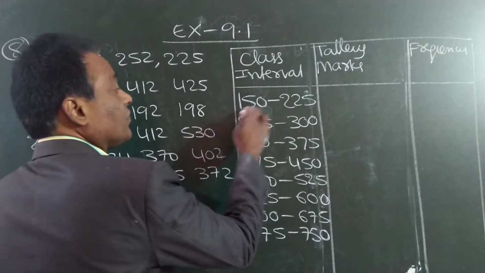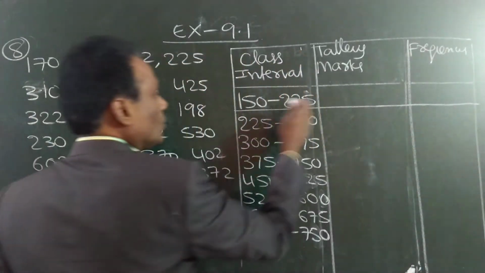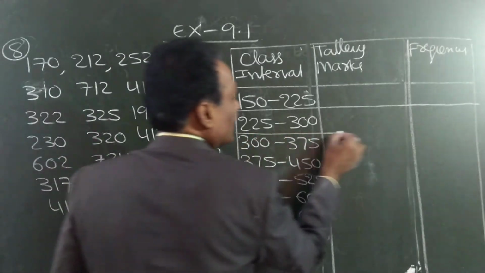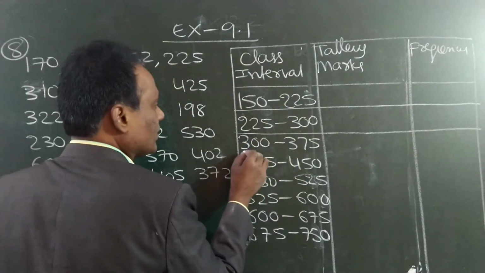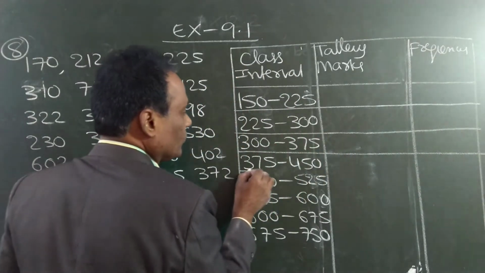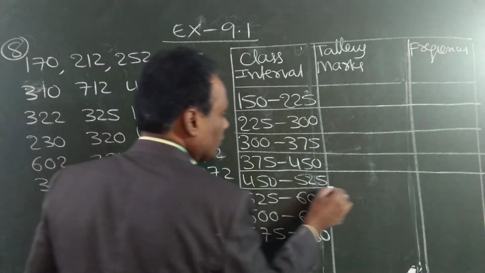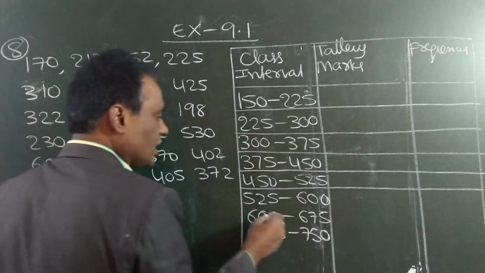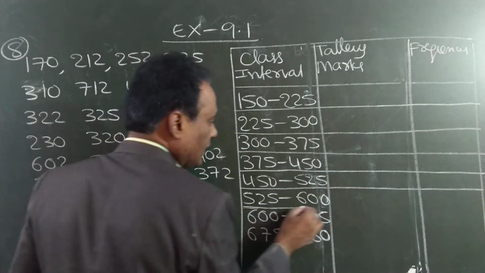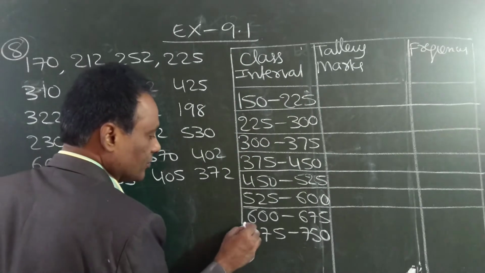75 difference. 150 plus 75 is 225. 225 plus 75 is 300. 300 plus 75 is 375. 375 plus 75 is 450. 450 plus 75 is 525. 525 plus 75 is 600. 600 plus 75 is 675.